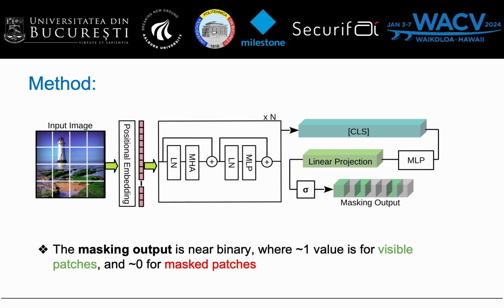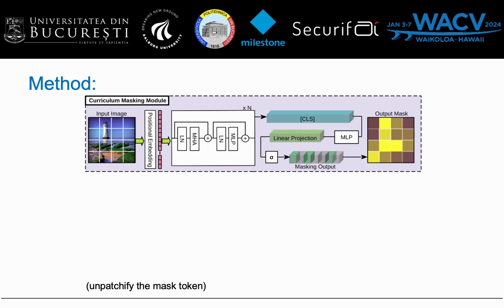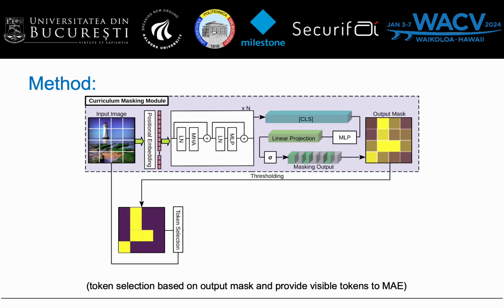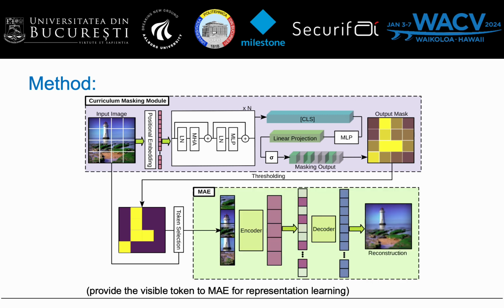Our curriculum masking module generates a decisive masking output such that the visible tokens are pushed towards the value 1 and the mask tokens are pushed towards value 0. We then unpatchify the masking output to generate our output mask. The output mask now has the same size as our input image. We binarize the output mask by using a thresholding operator. This binarized output mask is used in the selection of visible tokens from the input image. Once we select visible tokens, they are now provided to the MAE for the representation learning.